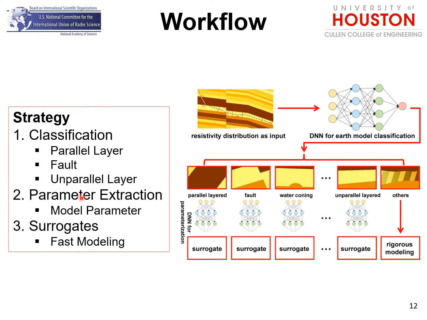The second module is the parameter extraction, which can figure out the model parameters that can describe a certain type of formation. And the third one is the surrogate. As long as we get the model parameters, we can calculate the tool response by the surrogate model.